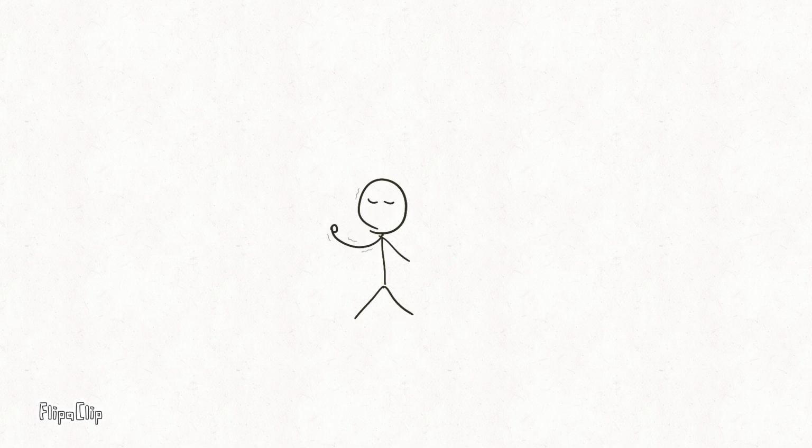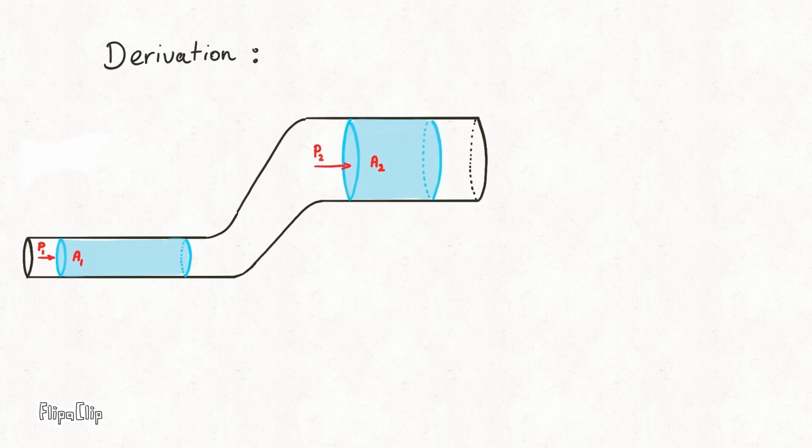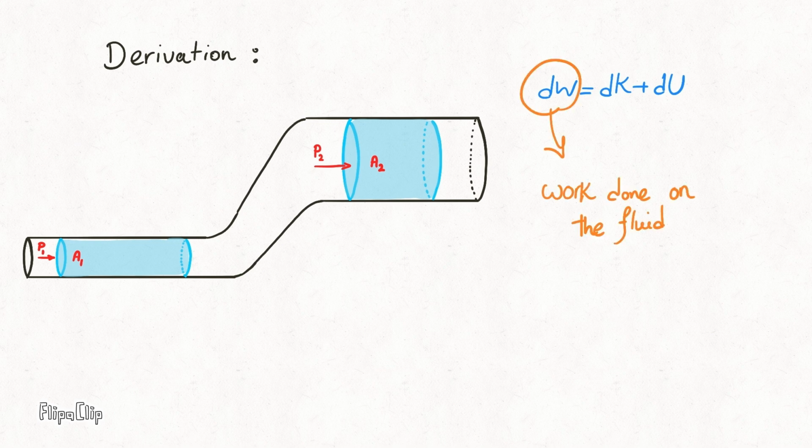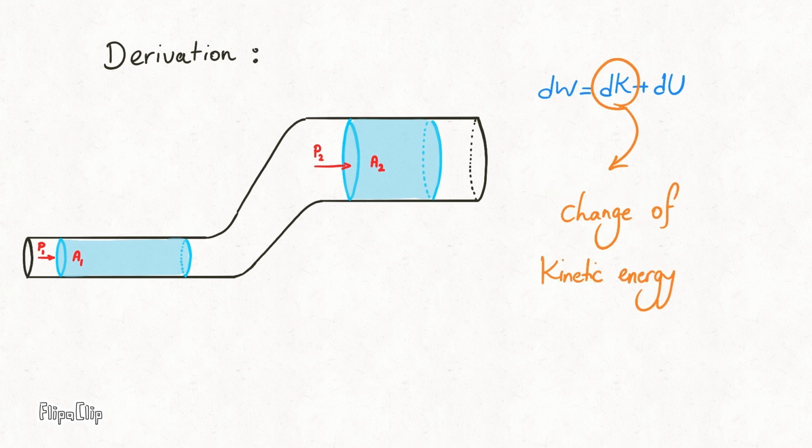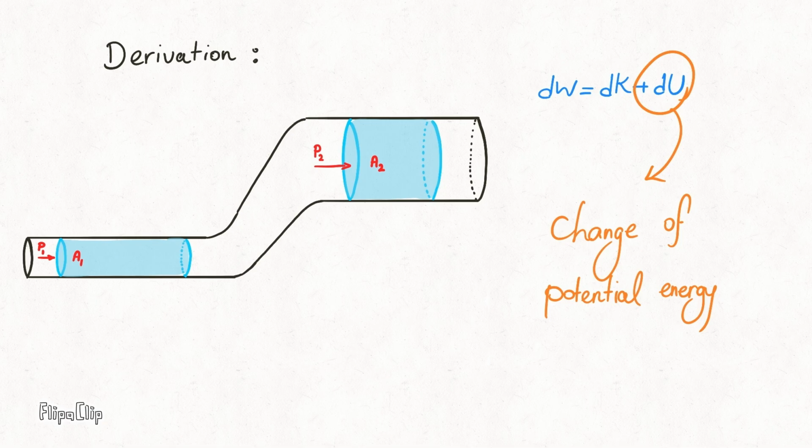Ready to flex those math muscles? Let's derive Bernoulli's equation. We start with the principle of conservation of energy. Consider a fluid particle moving along a streamline from point 1 to point 2. In a fluid flow, energy is transformed between different forms, but the total energy remains constant.